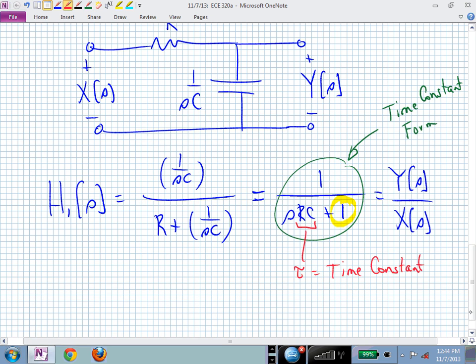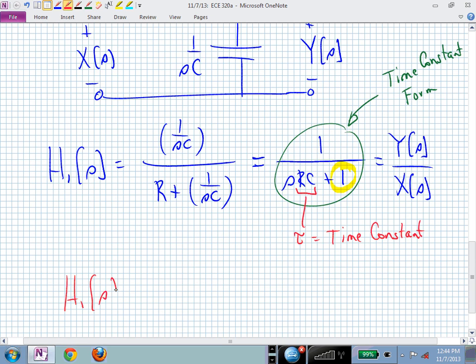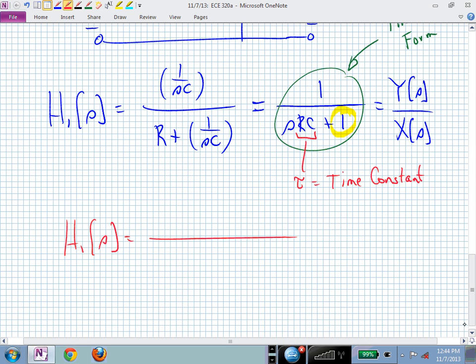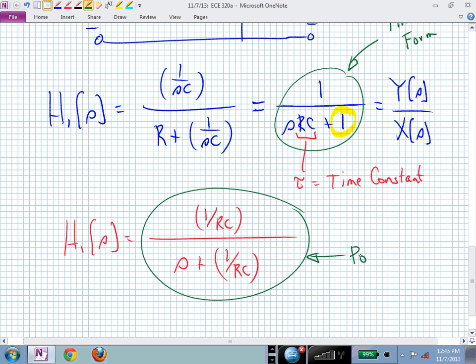passive low-pass filter. And we could write H1 of S. If we now make the denominator polynomial monic, which means make the coefficient of S in the denominator equal to 1, we can do that by factoring out the RC. That gives us a plus 1 over RC in the denominator, and I'll push that RC into the numerator, giving us 1 over RC, that's just a constant, over S plus 1 over RC. And now this form is our pole zero form.